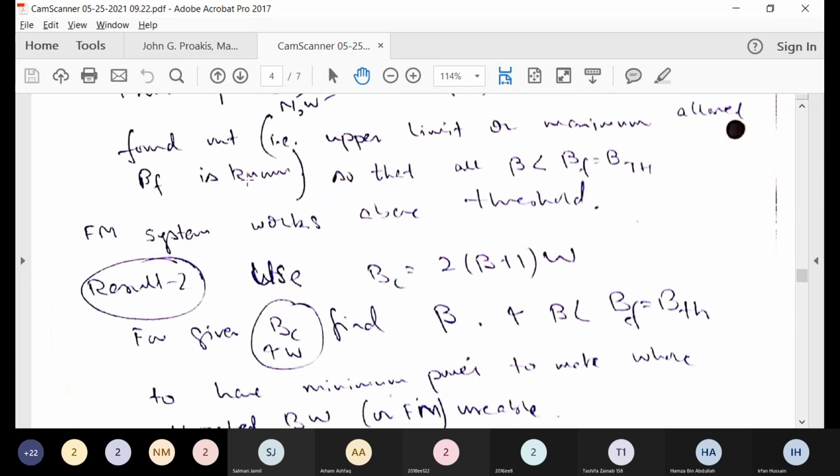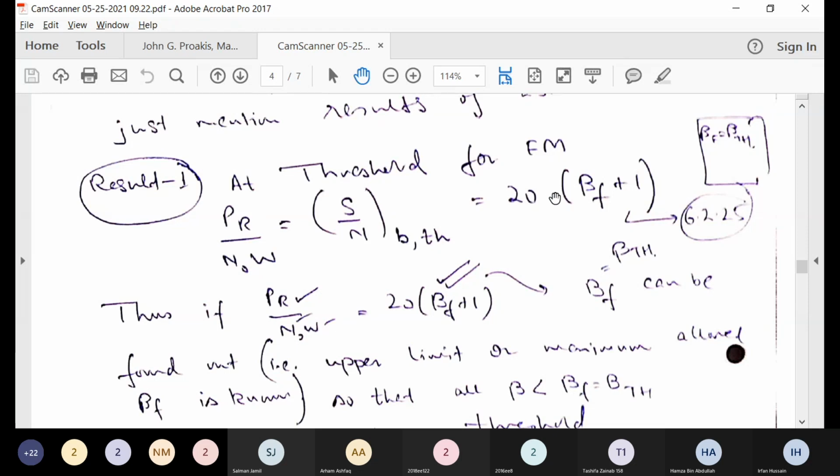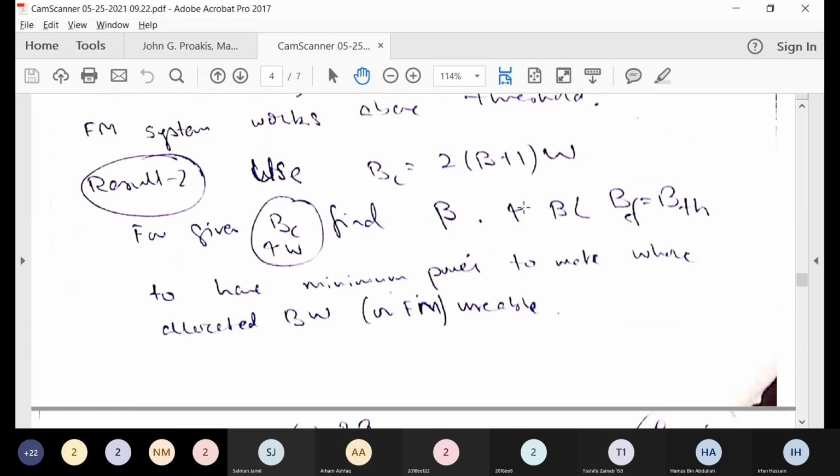Vice versa, you can also use this equation. You know that from Carson's rule, the bandwidth of angle modulated systems is equal to 2 times beta plus 1 times W. Let us say you are given some value of the bandwidth of the FM system, and you're also given W. You find this beta, but you will make sure that this beta is less than the beta threshold that you have found from this equation, because if it comes out to be greater than this threshold, then the additive noise and signal assumption will not hold.